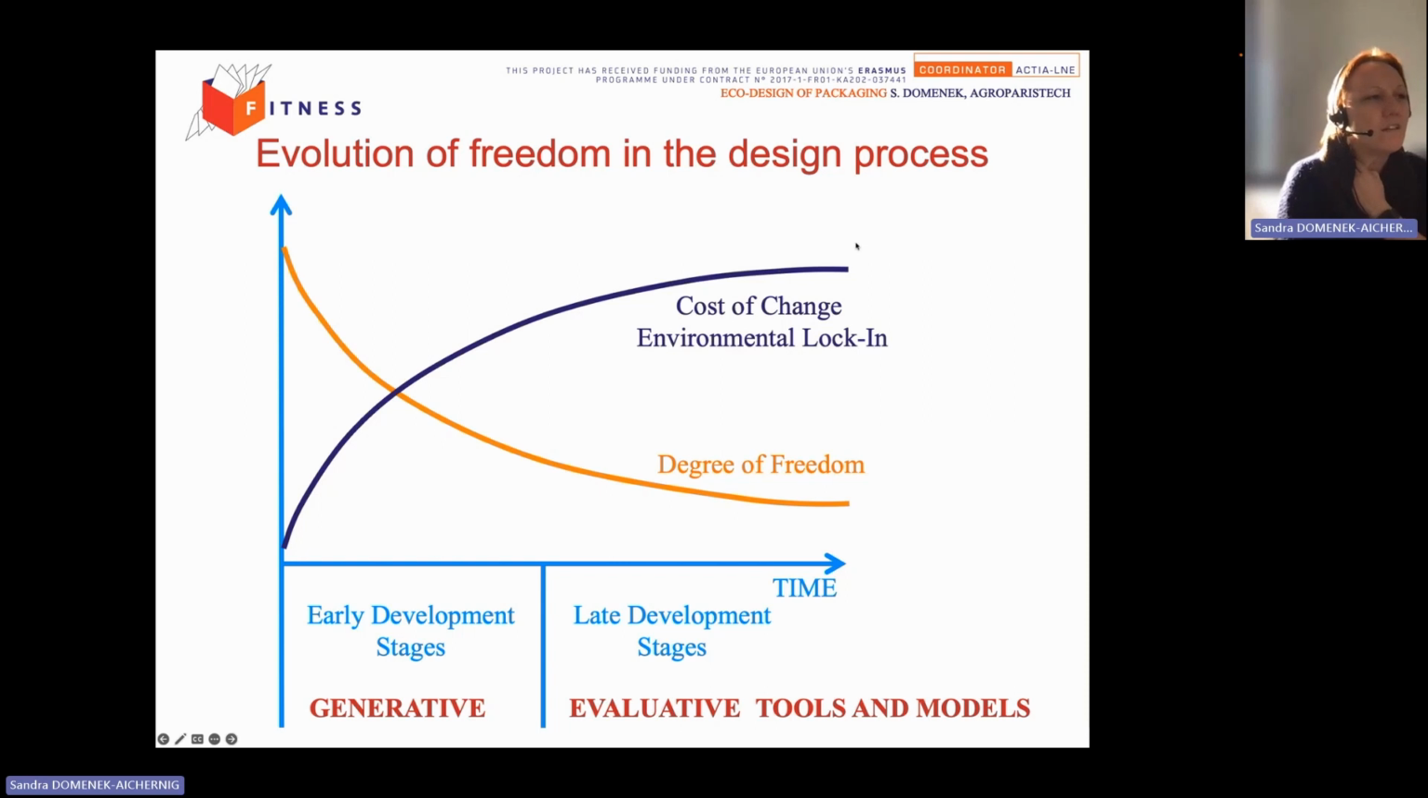So changing something at the end of the design process can be more costly than changing it in the beginning. So for AgroParisTech, you have the possibility to use tools, and there are different tools. There are tools for the very early development stages, which are called generative tools, and there are tools for the late development stages, which are more evaluative tools and models which can be applied.